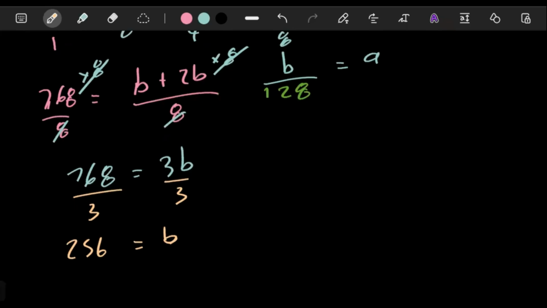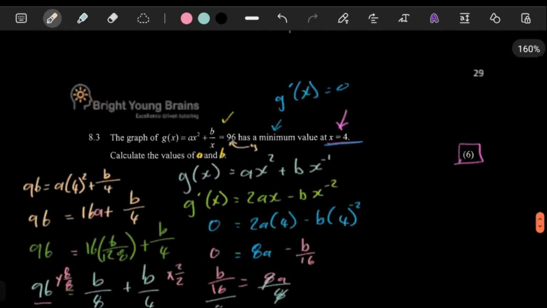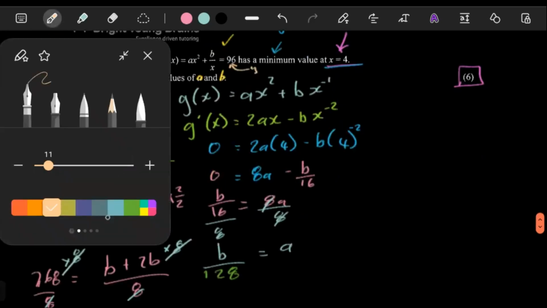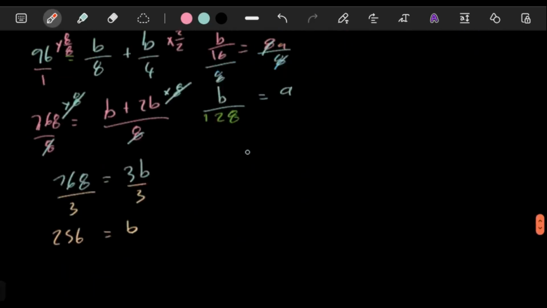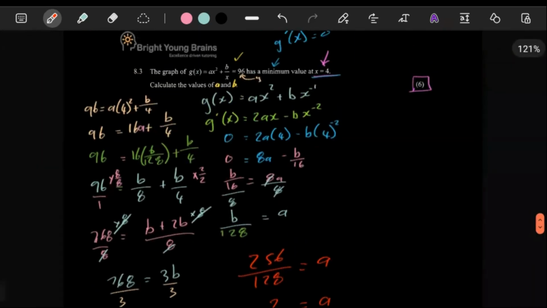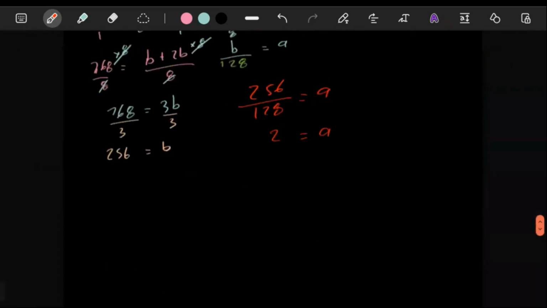This is 256. So with 256, that's the value of B. Now, let's see what the value of A is. You'd have here 256 over 128, and this is equal to A. Your value of A is 2. So that's that, and that is the way we like it. Getting 6 marks there, nice, easy 6 marks. Let's move on to the next question.